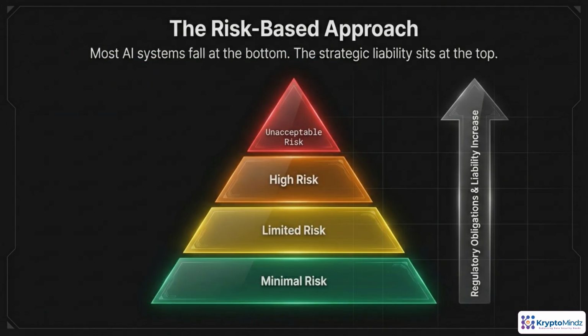The Act doesn't treat all AI the same. It starts with one core question: how much harm could this system realistically cause? Most tools you use will be minimal or limited risk, with only light rules. As potential impact increases, obligations rise sharply. At the very top, certain practices are simply banned.